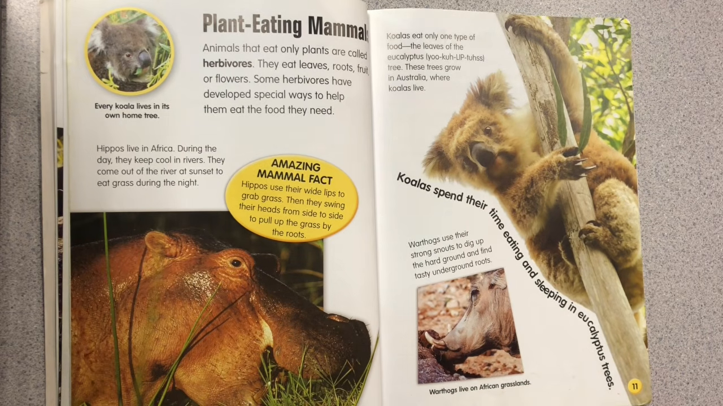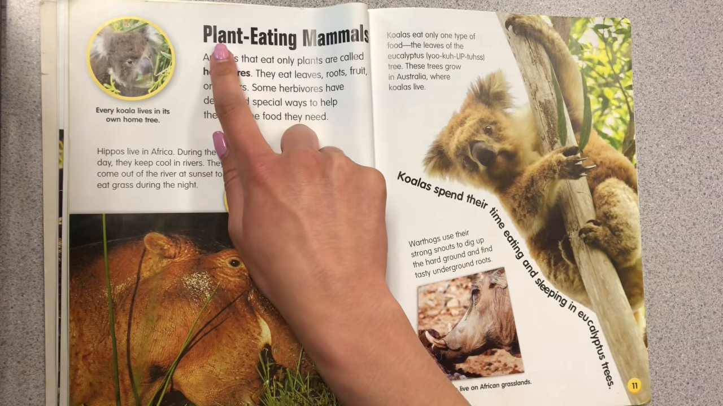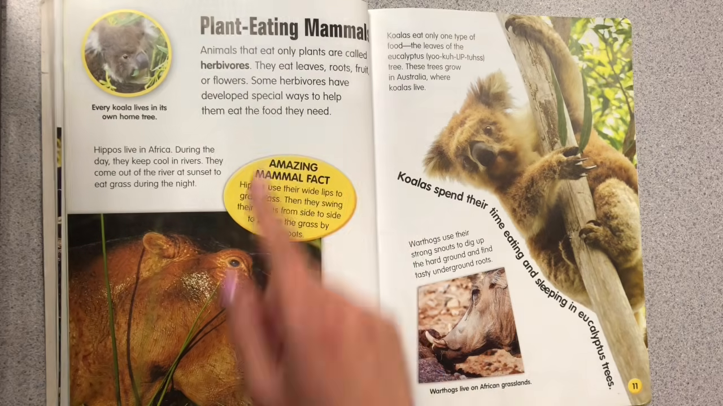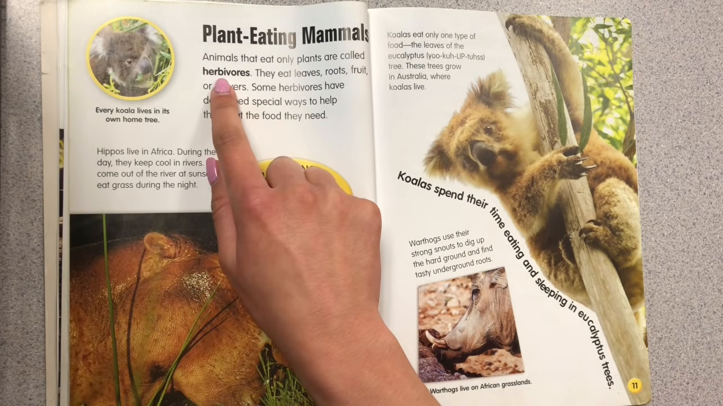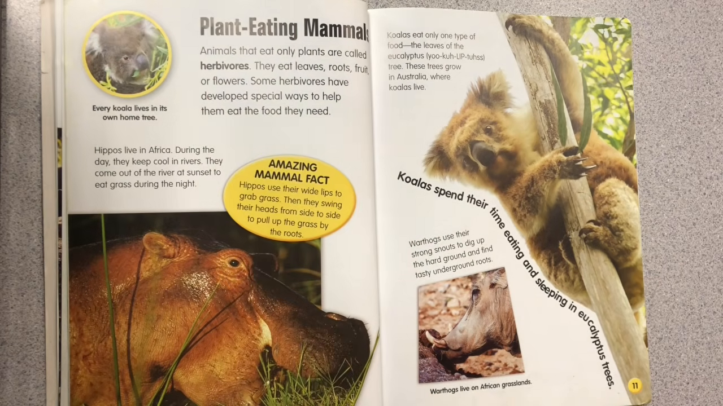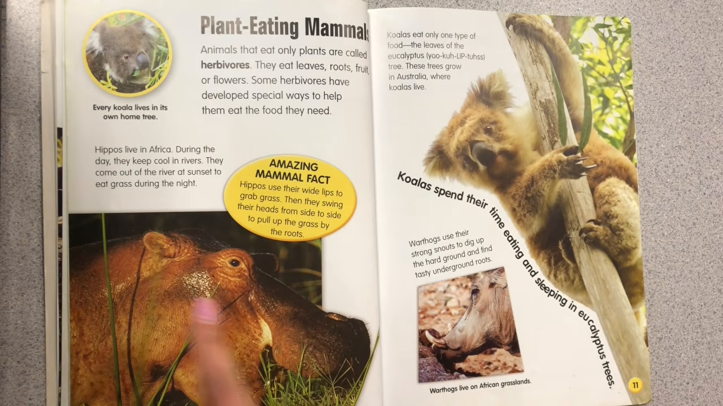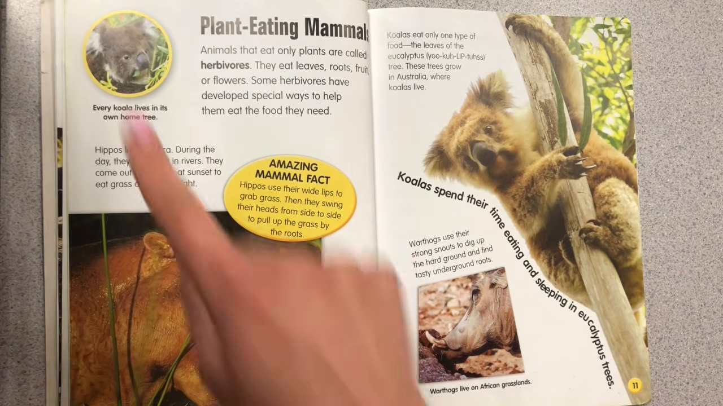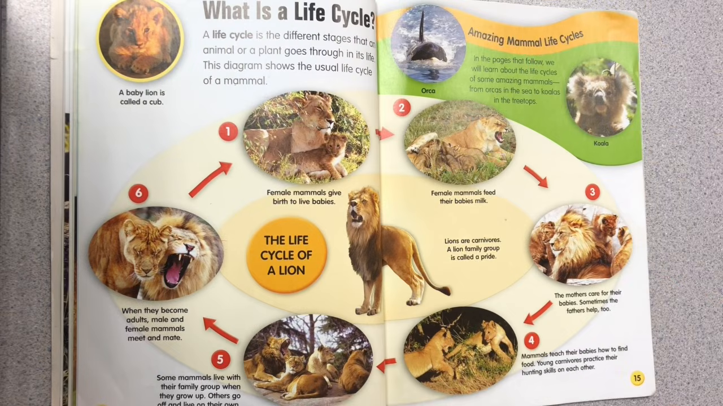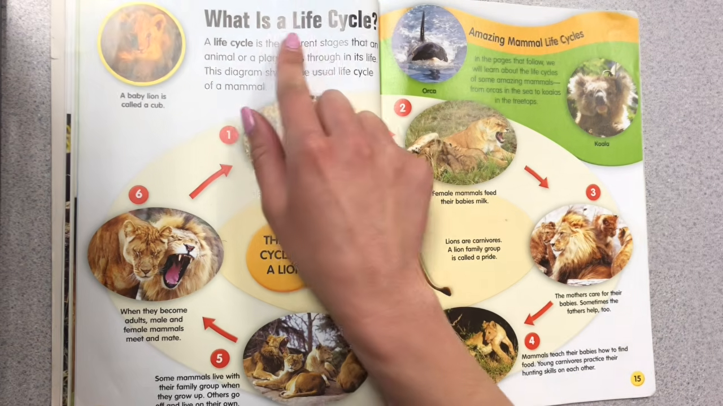Did you see any text features on this page? That's right, there's a heading over here, plant-eating mammals. There's also some more bold print, just like on the other page. And there are a lot of captions on this page too. And there are also some photographs. As I read these next two pages, try to find some text features that we haven't found before on the other pages.